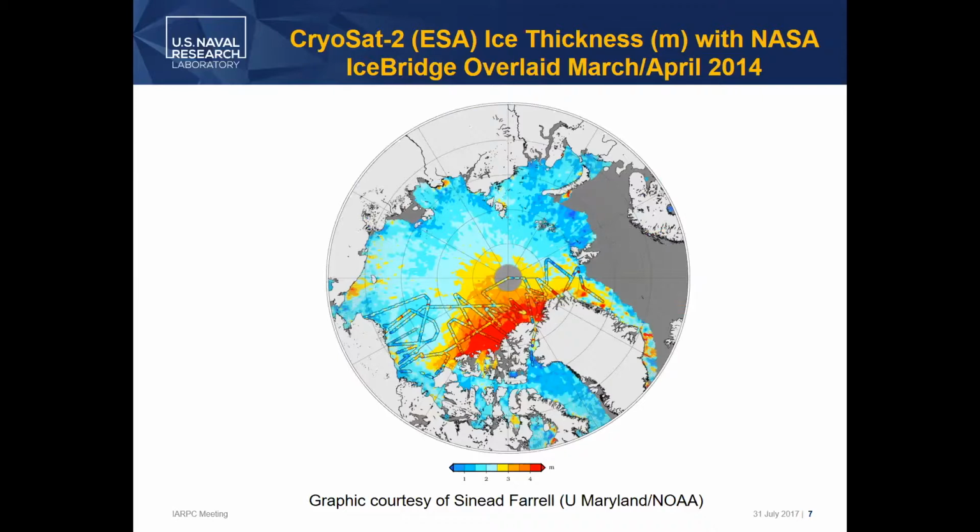So this is showing you an overlay of the NASA Operation IceBridge from March and April of 2014 over a composite ice thickness from the CryoSat-2 product from ESA. And if you can see, I don't know how well you can see it from the screen, but there's excellent agreement between the two independent measures of Arctic ice thickness, and a gradient from older, thicker ice north of Greenland and the Canadian Arctic archipelago to thinner ice in the first-year regions of the Beaufort, Chukchi, East Siberian, Laptev, Kara, and Barents Seas are clearly seen.